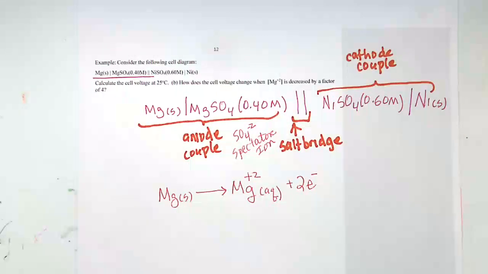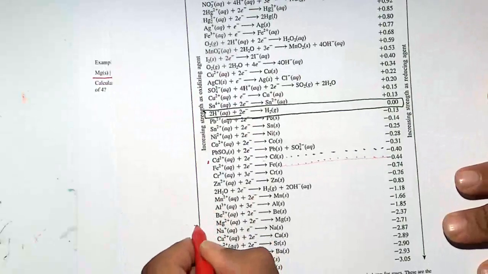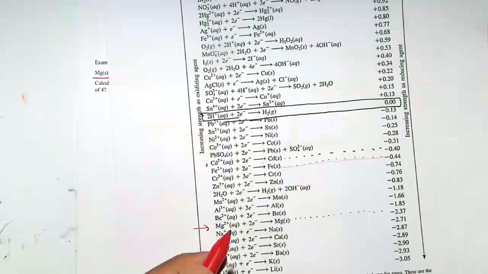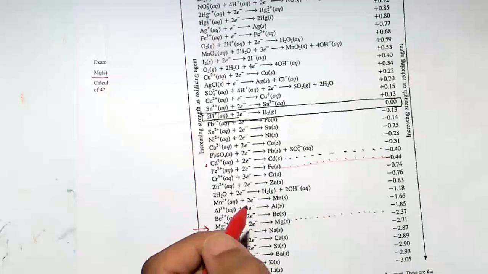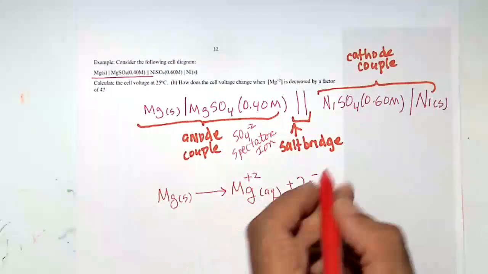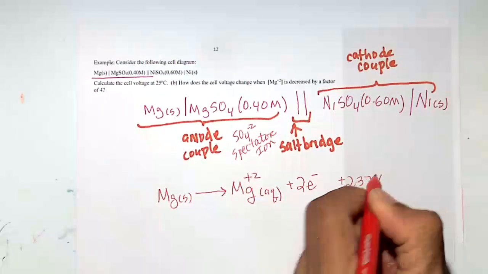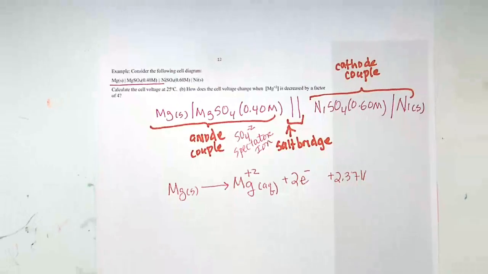Okay, let's see what that is on our table. Magnesium plus 2 electrons. Here we go. Okay, what voltage should we put here? Positive 2.37. Very good. Okay. Is this the anode or the cathode? This is the anode.